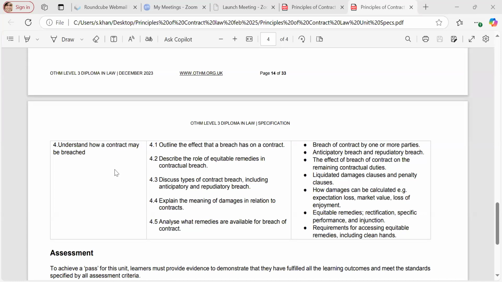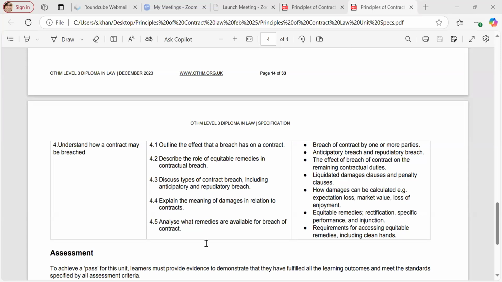4.2, describe the role of equitable remedies in a contractual breach. And 4.3, to discuss types of contract breach, including anticipatory and repudiatory breach. And 4.4, to explain the meaning of damages in relation to contracts. And 4.5, to analyse what remedies are available for breach of contract.